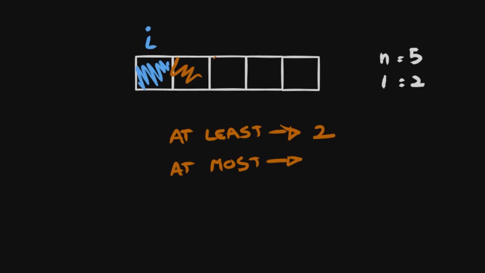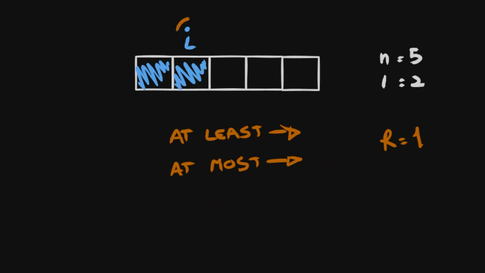So remember, now we are trying to get the total number of combinations. So we can take at most and subtract at least and add 1 for the current combination, and we can add that to the result. So in this case, 2 minus 2 plus 1 is 1. So our result is now 1, and we update I.